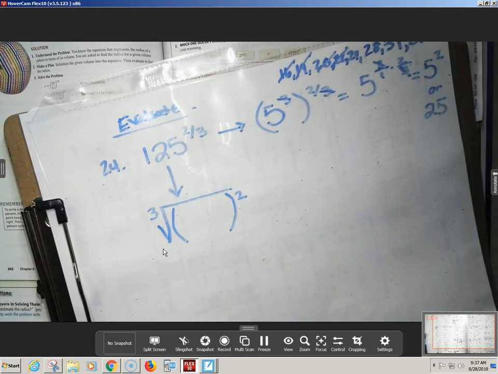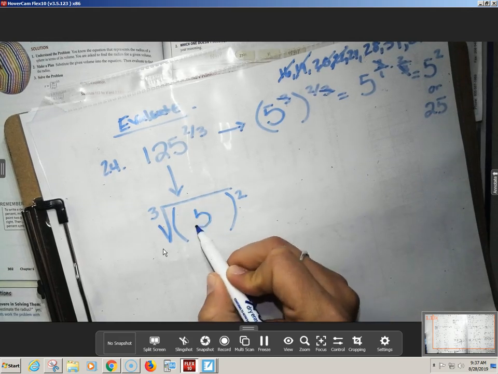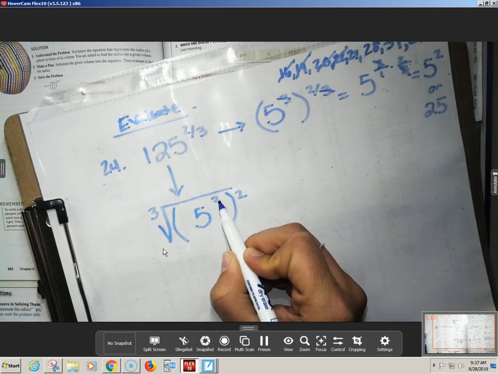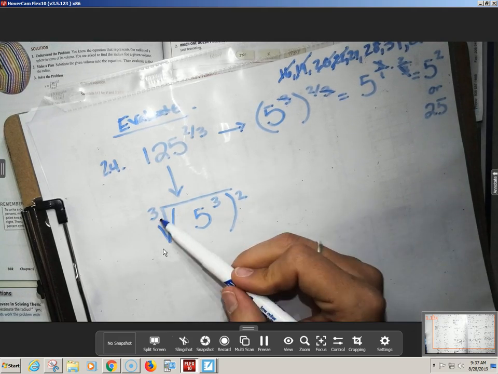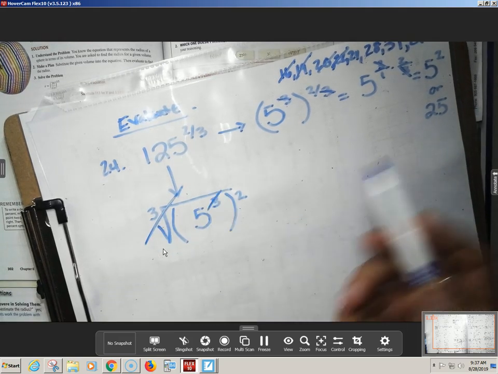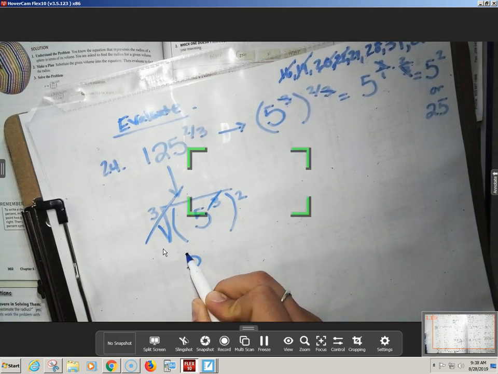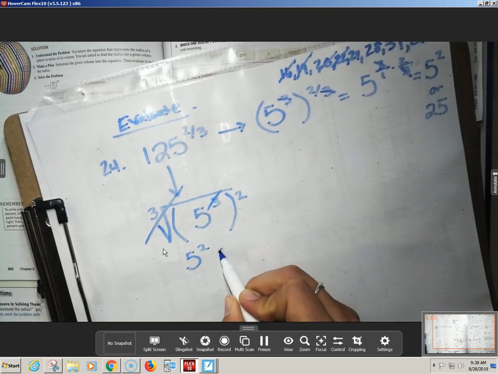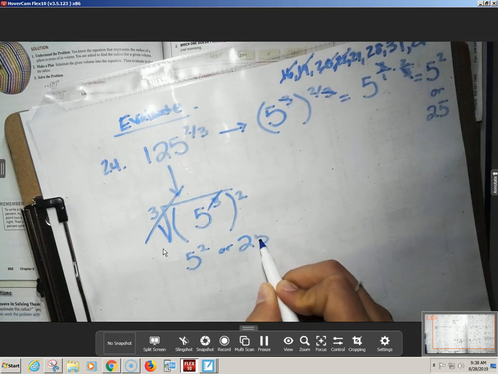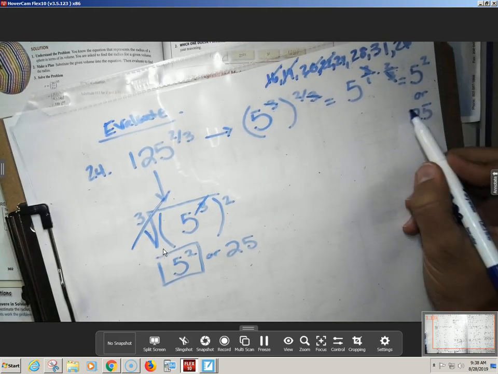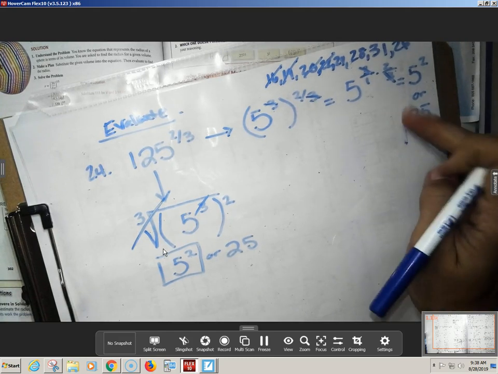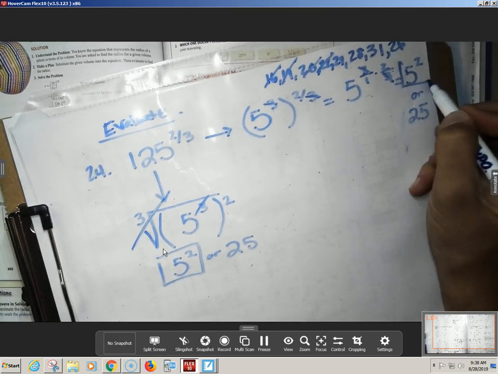Yeah. Okay, and we just said that 125 is 5 cubed, right? So what can we do with the 3's? Yeah, the cubed root can cancel with the cubed power. And I can have 5 squared, which is 25. So could you have gone to radical form? Yes. Could you have just kept it in exponential form and gotten to the same place? Yes.